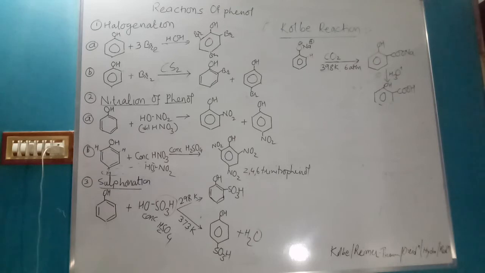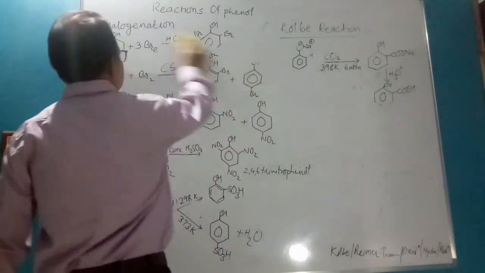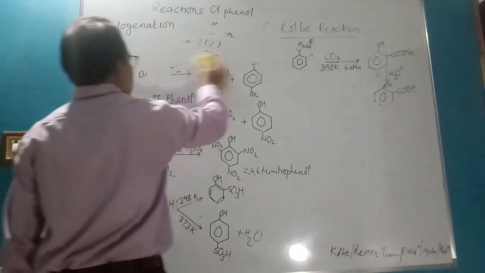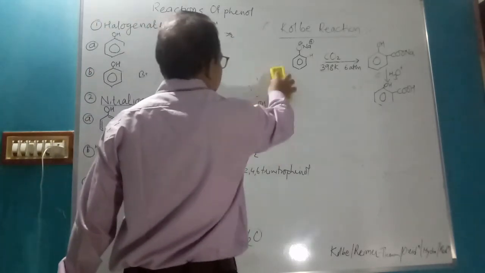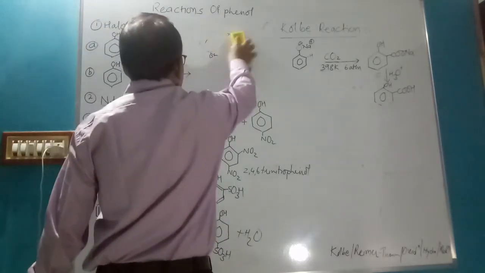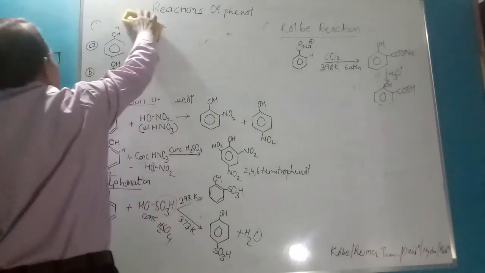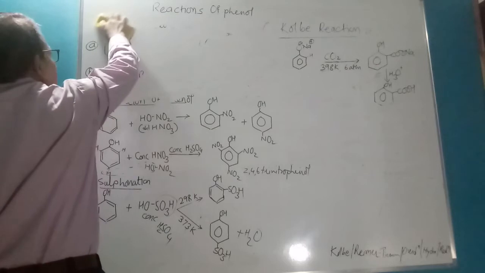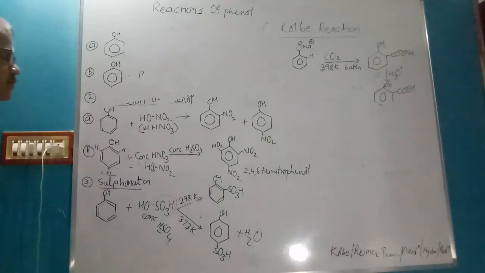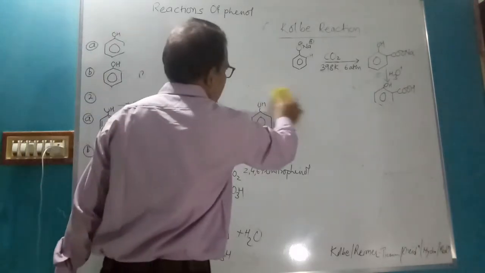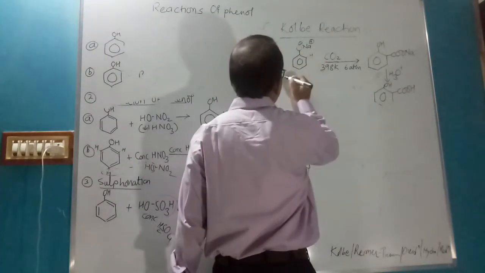Then the fourth reaction is Kolbe's reaction. In Kolbe's reaction, sodium phenoxide is treated with carbon dioxide at 398 Kelvin under 6 atmosphere. It gives sodium salicylate. See here, this is sodium phenoxide.